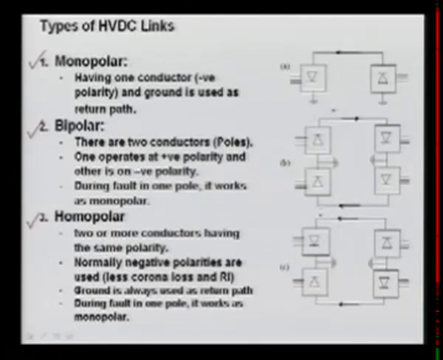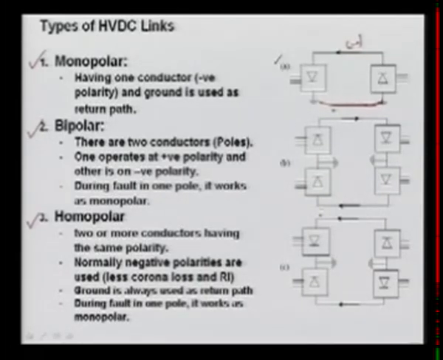Names are very simple. Monopolar means the pole is one. Here we have only one overhead line, and the ground is used as the return path. So we have one conductor, and always this conductor is the negative one. Now, why negative? Suppose you have a 500 kilovolt DC transmission line. If you have positive polarity, then it will have more corona than the negative one. So we go for the negative polarity, and we can use ground as a return path.